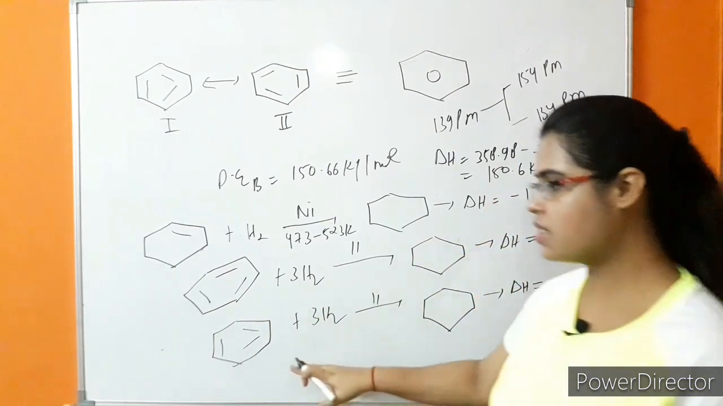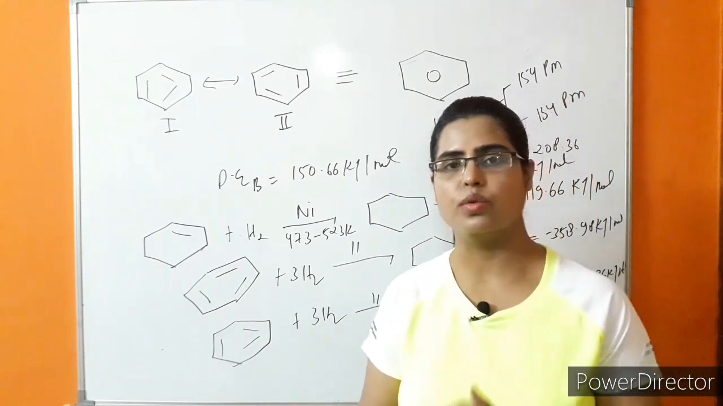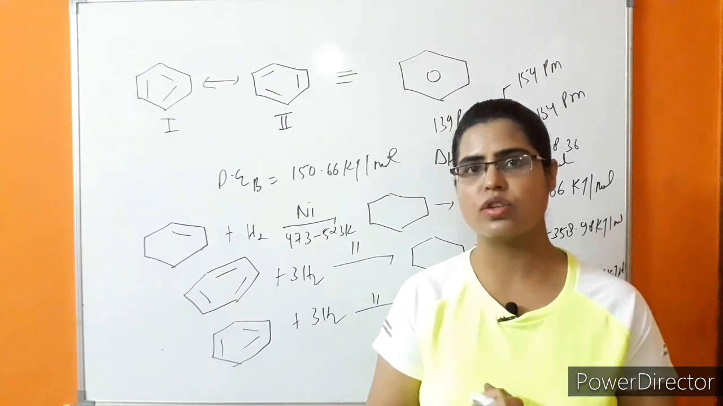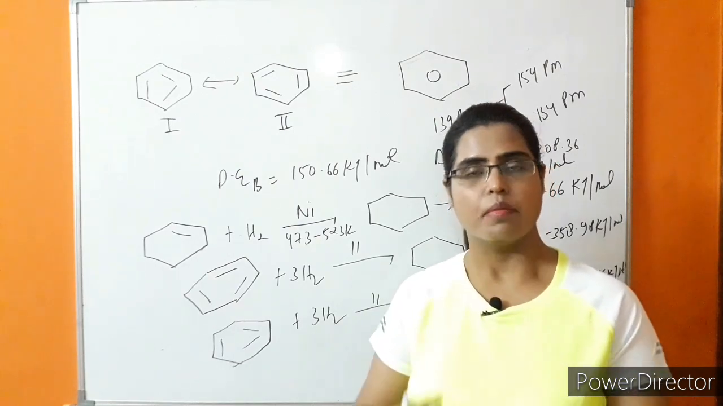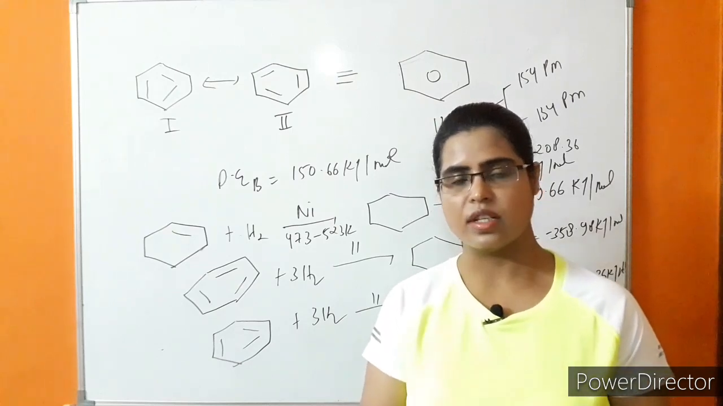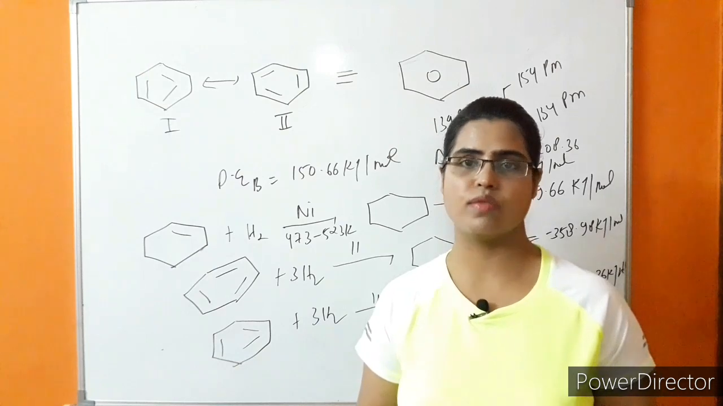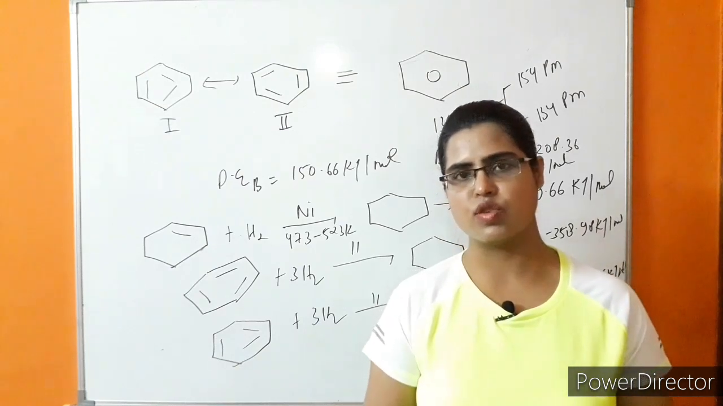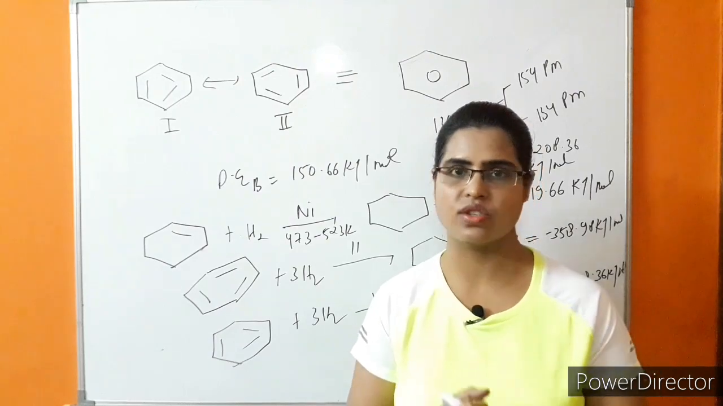Because of that, these pi electrons are not easily available for donation, due to which benzene ring does not show addition reaction, it shows substitution reaction. For a similar reason, it does not give the test with Bayer's reagent because of its unusual stability, and this unusual stability is because of the resonance and delocalization energy.